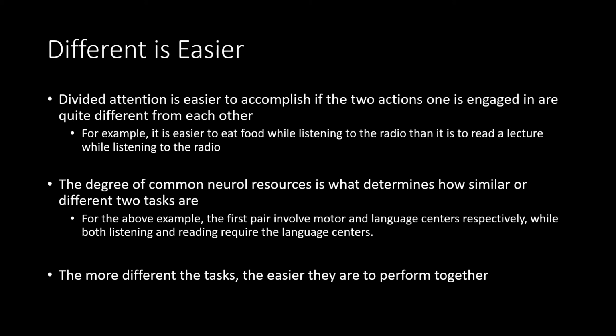Now, the degree to which neuronal resources involved in multiple tasks are common is what dictates how similar or different those two tasks are. The greater the overlap of neuronal resources, the more similar they are, and the greater impairments we would find in divided attention. The less overlap of neuronal resources that one finds, the less impairment we will suffer from divided attention tasks. And ultimately, the more different the tasks, the easier they are to perform together.